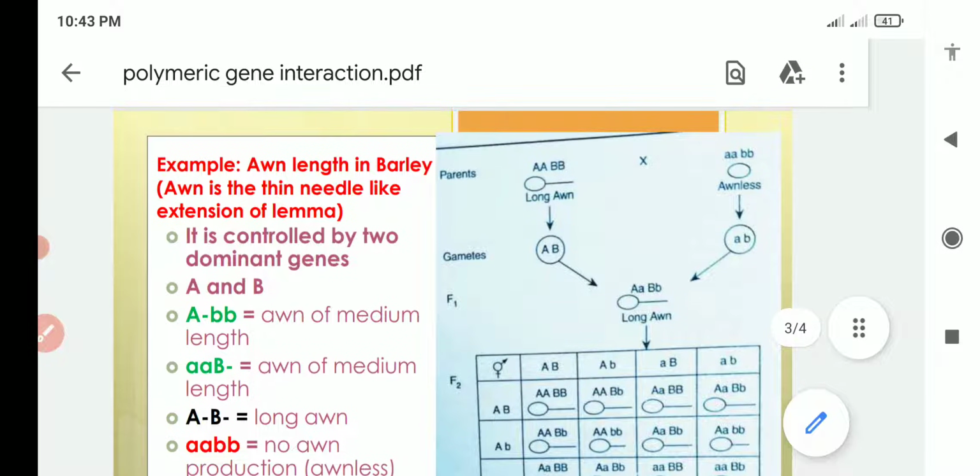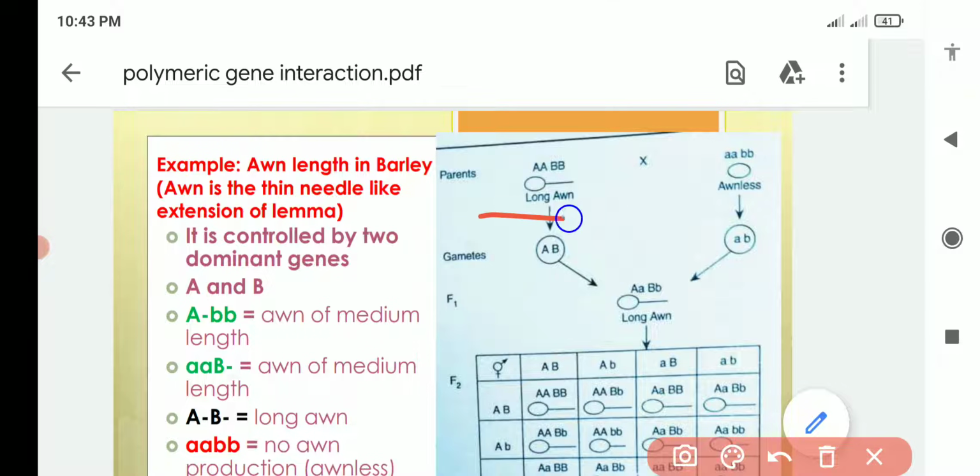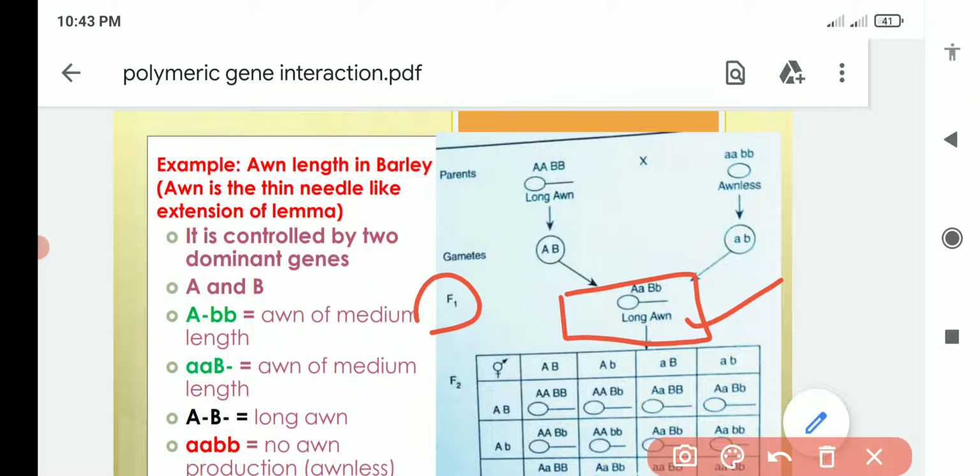First of all, we will cross the parents. The first parent has long awn, so it will have the genotype capital A, capital A, capital B, capital B, and the second plant is awnless, meaning awn will not be there, and it has the genotype small a, small a, small b, small b. When we cross them, the F1 plants will be produced, all having the genotype capital A, small a, capital B, small b, and they all will have long awns. Why? Because both capital A and capital B are present together.